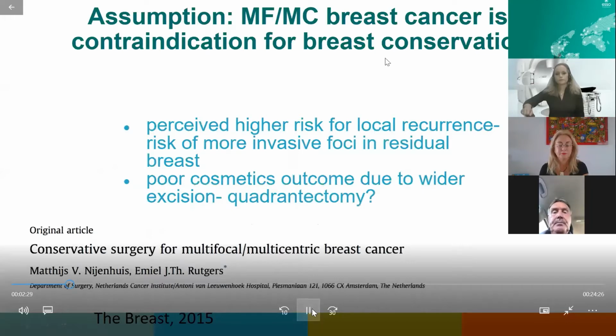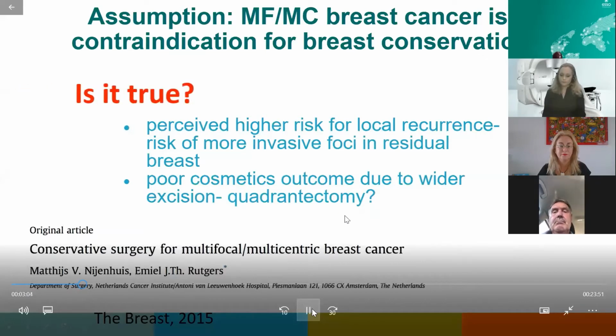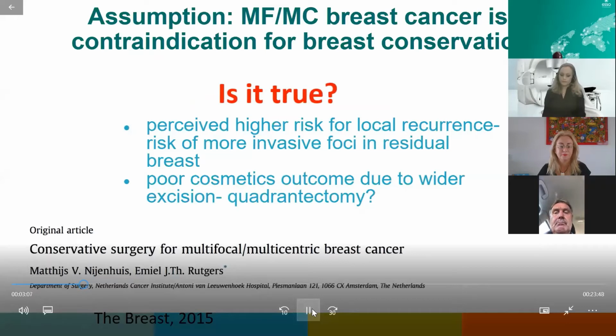There is an assumption that multifocal and multicentric breast cancer is a contraindication for breast conservation. Why is that? There is a perception that there is a higher risk of local recurrence in cases of multiple invasive foci, because we would leave some residual disease in the breast. There is also a perception that multiple excisions or breast conservation can lead to poor cosmetic outcome due to wider excisions, or perhaps even quadrantectomy. The question is whether this is true or whether these perceptions might not be close to reality.